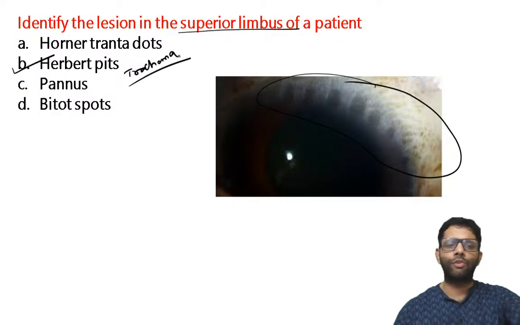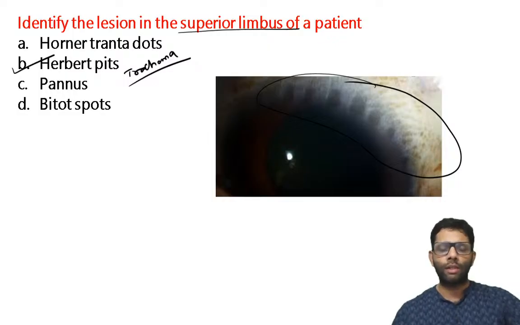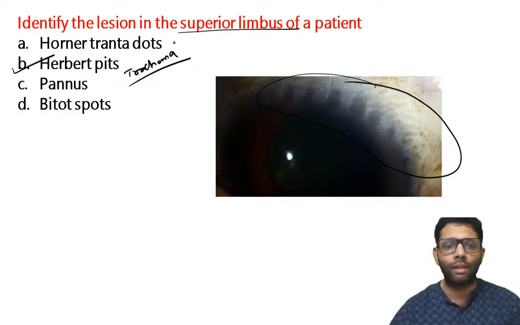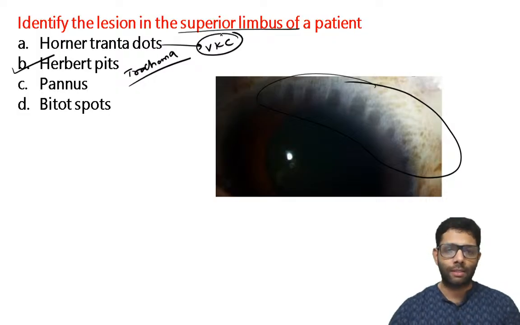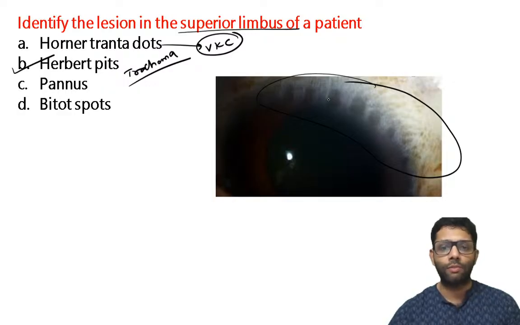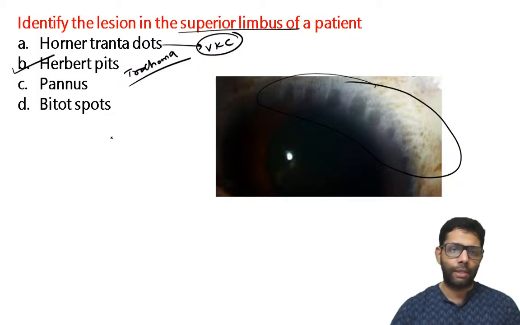Now some people get confused by Horner-Trantas dots. Horner-Trantas dots are white dots in vernal keratoconjunctivitis, due to eosinophils, mast cells, and epithelial debris. In trachoma, there are follicles, and these healed follicles give the pits known as Herbert pits. Pannus is vascularization plus infiltration coming into the cornea in trachoma, but that is vessels and inflammation coming, not the pits. And Bitot spot is seen in vitamin A deficiency.